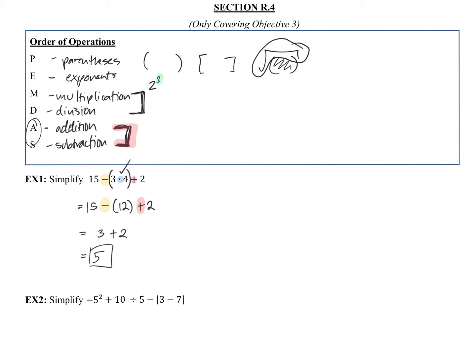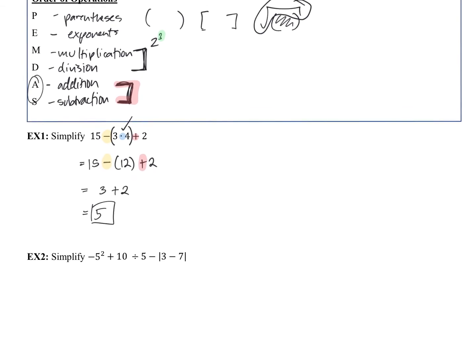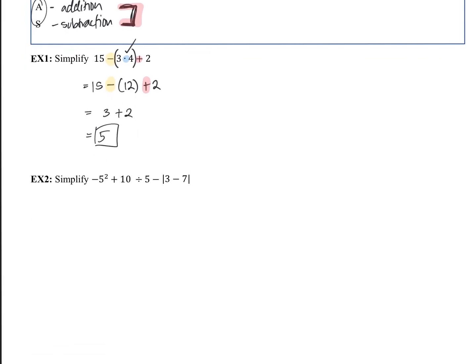Okay, once again, always identify what operations you have going on. So take a look at example 2. Pause the video if you can and highlight the operations that you see. Alright, so what operations do I see? I see a subtraction, or a negative you could call it, a square, a plus, a division, a minus, absolute values, and a minus on the inside. We have a ton of stuff going on.